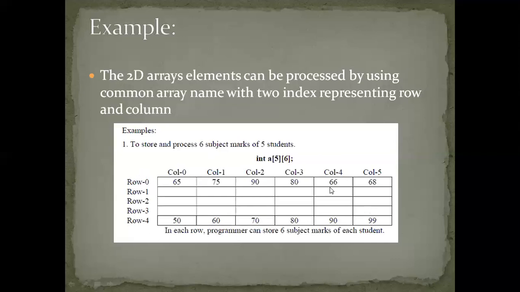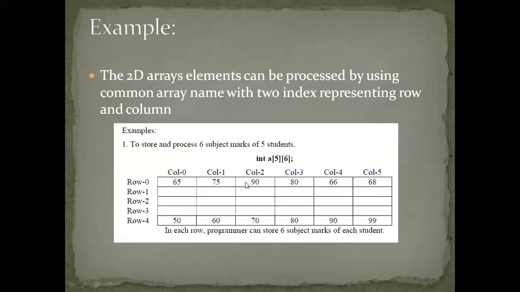Inside the table, whatever is there, that is what we call a data element. So in row 0, we have entered the student information, which is all about subjects and marks. Imagine that student 1 has got, in total, 6 subjects. For the first subject, the student has got 65, second subject 75, third subject 90, 80, 66, 68.